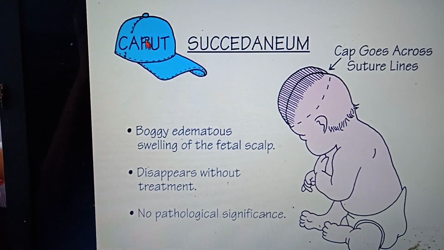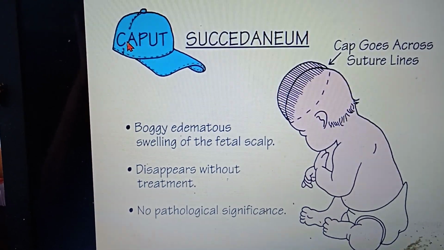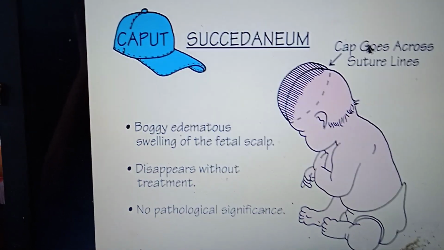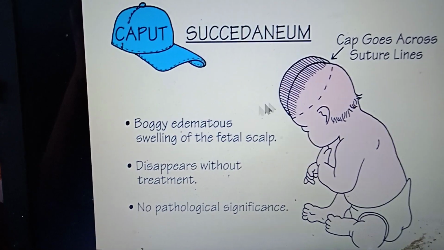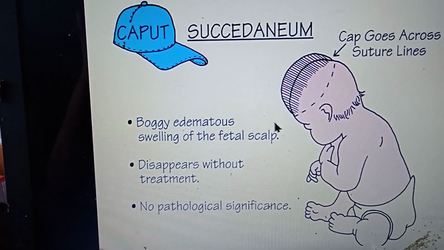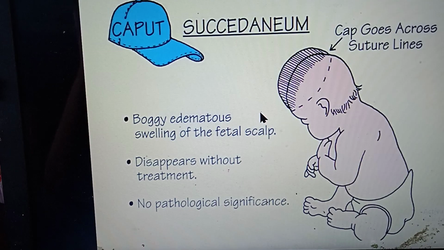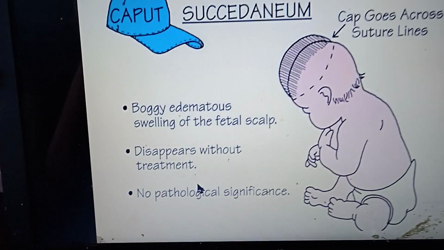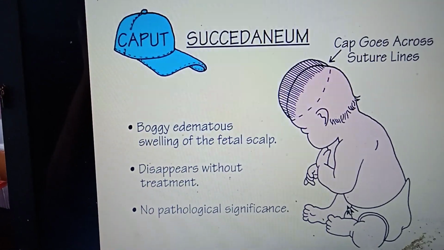There is a three-letter word, cap, just like a cap, which passes across the suture line. Cap goes across the suture line. So this caput succedaneum also goes across the suture line. It does not follow or take the shape of a bone. It disappears without treatment. Okay, and it has no pathological significance.